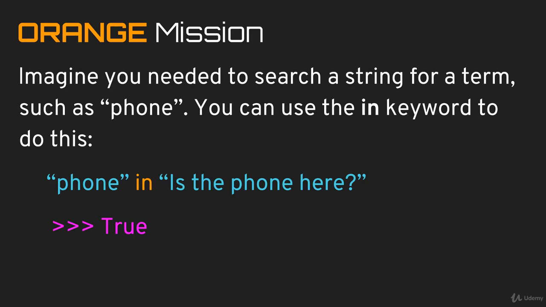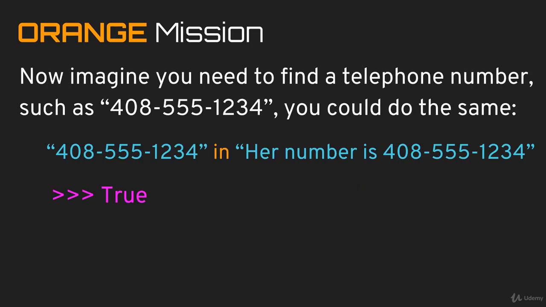Imagine you needed to search a string for a term such as "phone". You could use the in keyword that you already know about to do this. You would just say the string "phone" in and then the string you wanted to search. And in this case, it would return True, because the string "phone" is in that string.